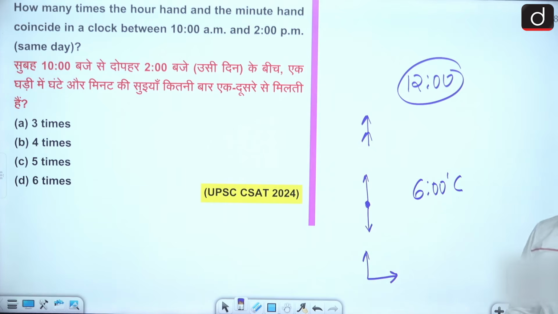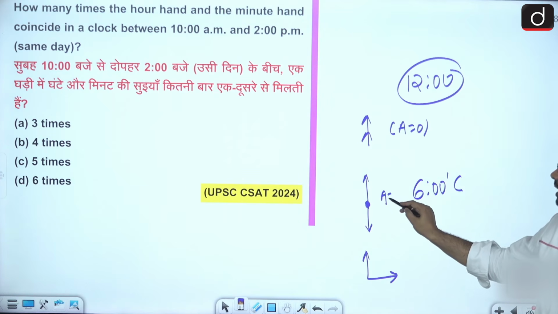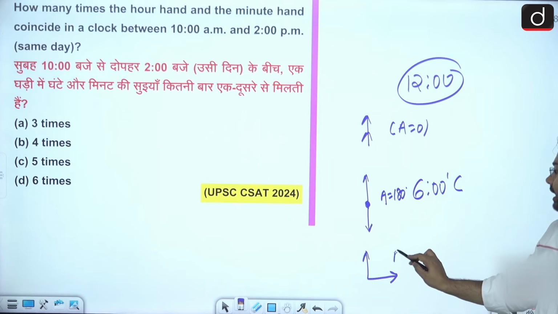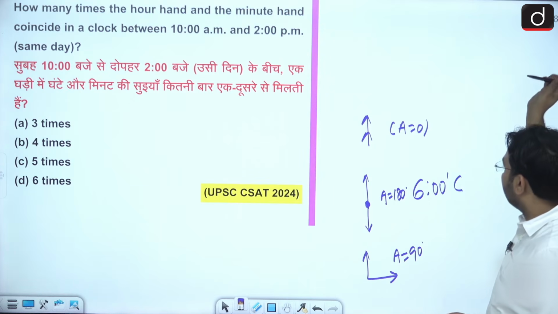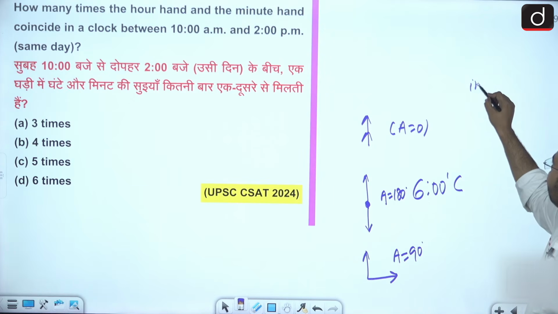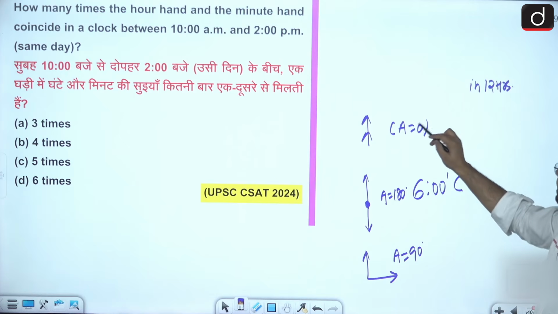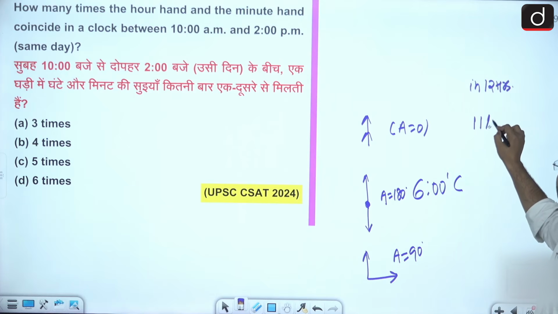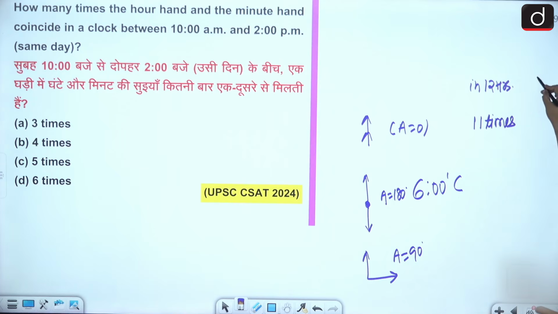90 degree. In this angle is 0, in this angle is 180 degree, and this angle is, I will let you know one more thing. In 12 hours, you will write this. In 12 hours, this happens 11 times. And in 24 hours, 22 times. You need to remember this.